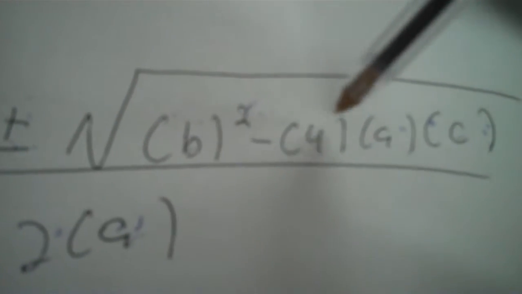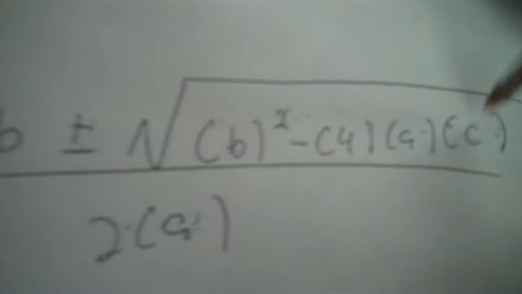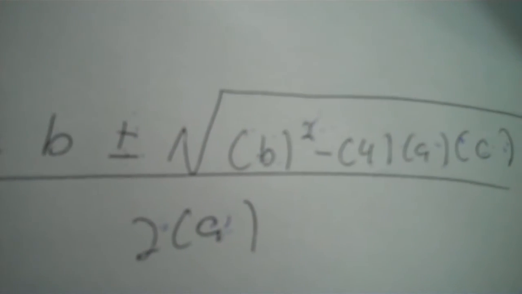I'm going to say it again. Opposite of b, plus or minus the square root, b squared minus 4ac, b squared minus 4ac over 2a, over 2a.